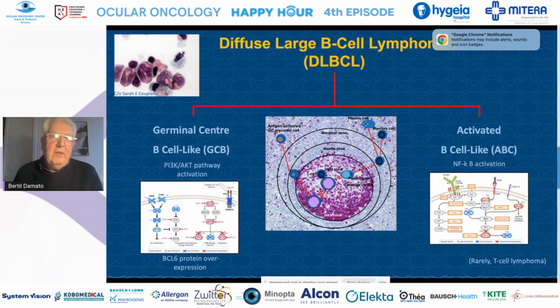This is a very controversial topic, but I will be presenting my personal ideas and approach. So, retinal lymphomas are diffuse large B-cell lymphomas. And there are different subtypes. There's a germinal center B-cell-like lymphoma, and the activated B-cell-like lymphoma, and several grades in between.